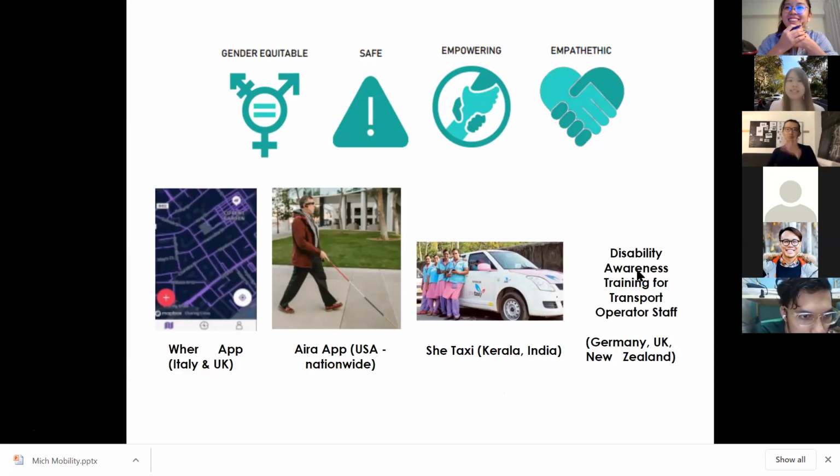So as you can see, not all the solutions are just for the users themselves, but also for the people providing the service. So they are trained to be more empathetic and more aware of the user needs. So during a training, they will learn the most efficient way to move a wheelchair onto a bus, and what to do if, when you move the wheelchair into the bus, there are 2 pram users there, things like that.